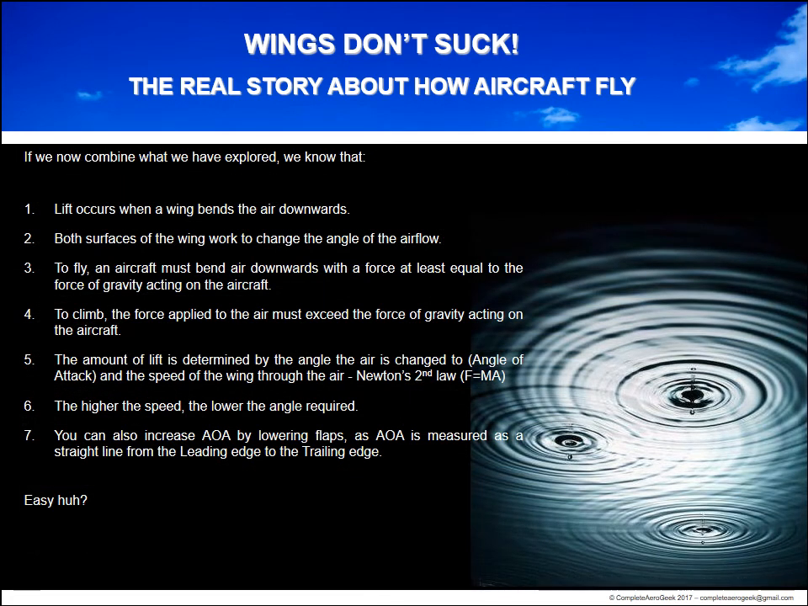If we now combine what we have explored, we know that lift occurs when a wing bends the air downwards. Both surfaces of the wing work to change the angle of the airflow. To fly, an aircraft must bend air downwards with a force at least equal to the force of gravity acting on the aircraft. To climb, the force applied to the air must exceed the force of gravity acting on the aircraft. The amount of lift is determined by the angle the air is changed to, angle of attack, and the speed of the wing through the air, Newton's second law.